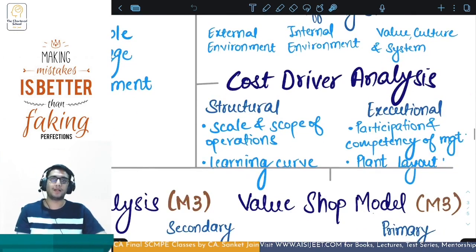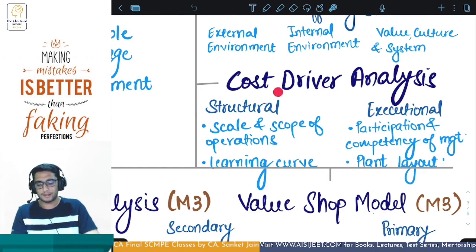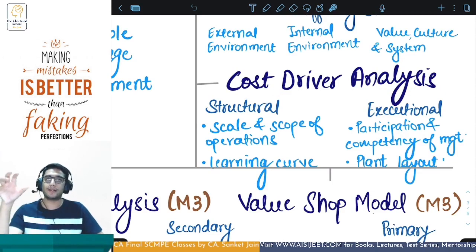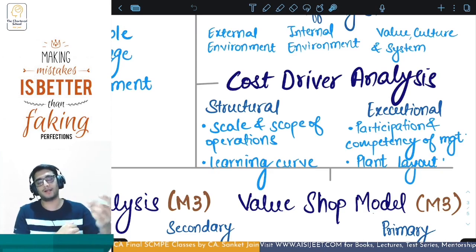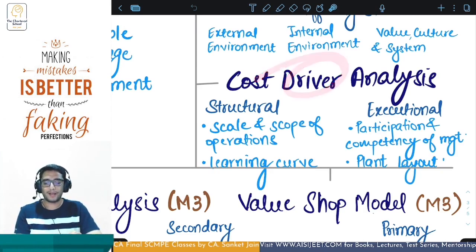Okay, the next component in strategic cost management is cost driver analysis. You might have heard me speak about cost drivers when we were discussing activity based costing a few minutes ago, right? So what is cost driver analysis? Cost driver analysis is where you try to understand the cost of the organization and the driving force behind this cost, or what leads to the incurring of this cost. Whatever cost you are incurring, what is the reason behind it? What is the driver behind it? So you try to analyze these drivers.